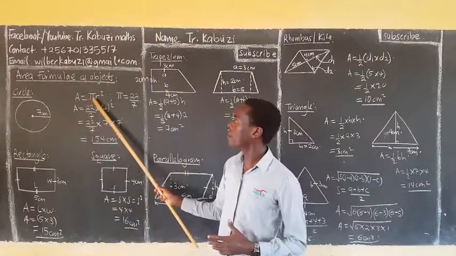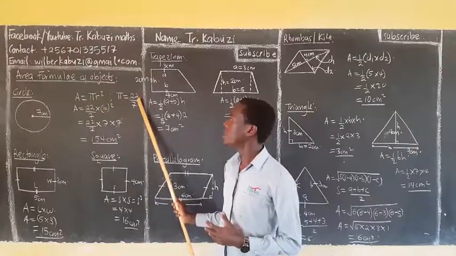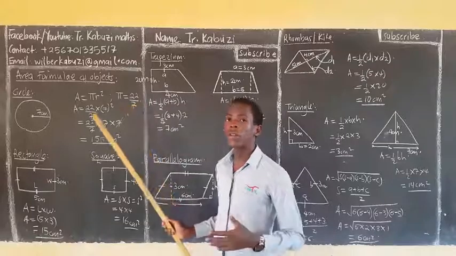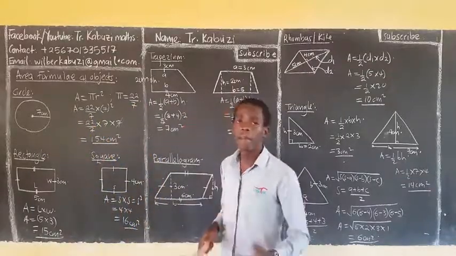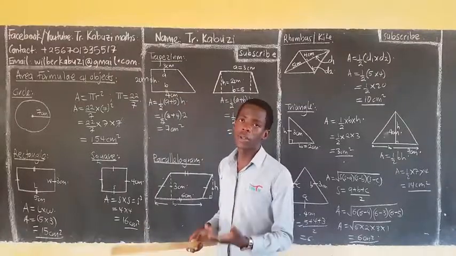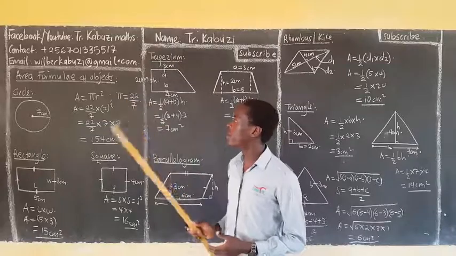Our area of the circle is always pi r squared, where pi can be 22 over 7 or 3.14, two decimal places. So, depending on what the question gives you, that is what you use as your pi. Here we are going to use pi as 22 over 7.